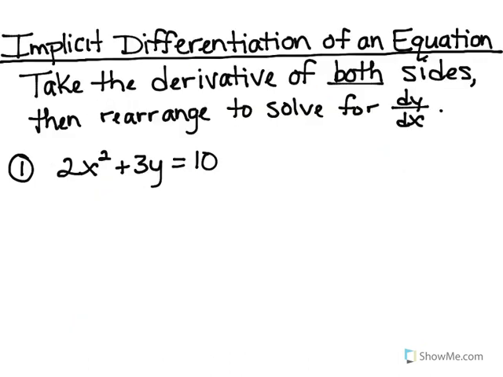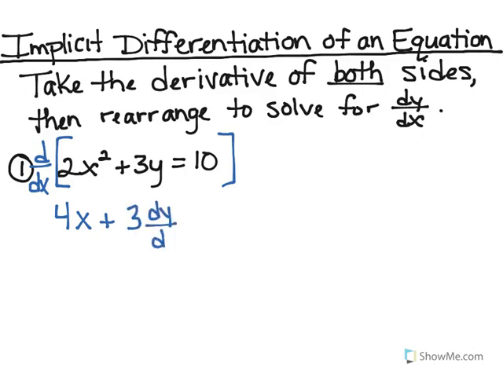Next, I need to do the derivative of an equation, which isn't too much of a stretch. All I need to do is do the derivative of both sides. So, if I do the derivative of the function 2x squared plus 3y is equal to 10, the derivative of 2x squared will be 4x. The derivative of 3y would be 3 times 1 times dy/dx. And the derivative of 10 is 0. Don't forget to do the derivative of the constant. That's the most common mistake I see.